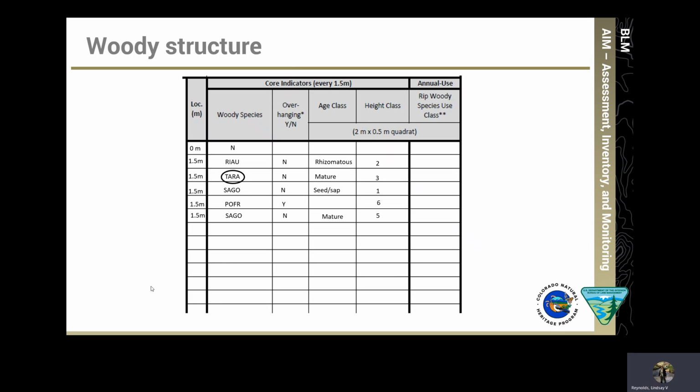Next, we realize we forgot Salix that was rooted in. So we go back and we write down the Salix. It's rooted in, it's not just overhanging, and we give it an age class of mature and a height class of 5 based on the diameter of its stems and the height class of the whole individual. Then we're done with that quadrat. We go on to the next mark, which is 3 meters on the transect, etc.